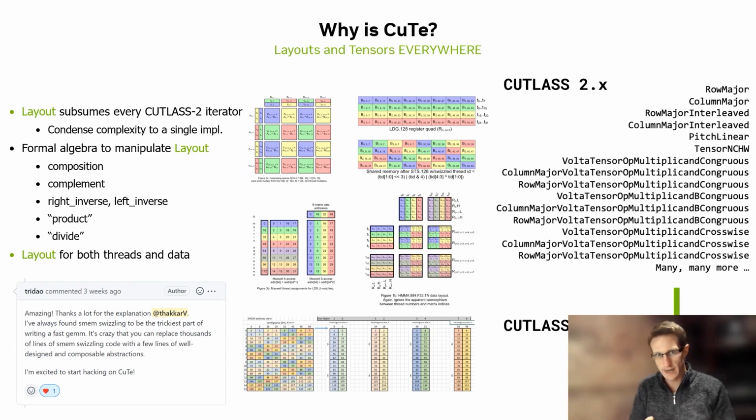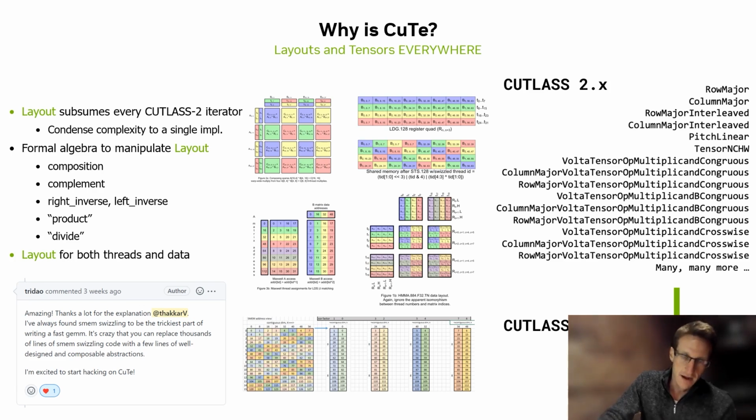In CuTe, layouts are used for both threads and data, and subsume every CUTLASS iterator, of which there are many. That is, all of the custom implemented iterators on the right in CUTLASS 2.x, one iterator implemented for every tensor core, every memory ordering, every tiling, and every stage of computation can be replaced with a single layout concept. Rather than performing complicated indexing arithmetic and making sure our iterators agree across code boundaries, CuTe layouts manage this bookkeeping for us and provide powerful correctness guarantees.